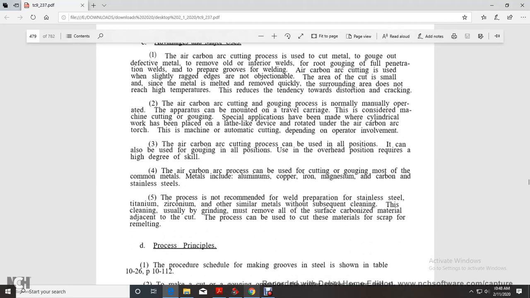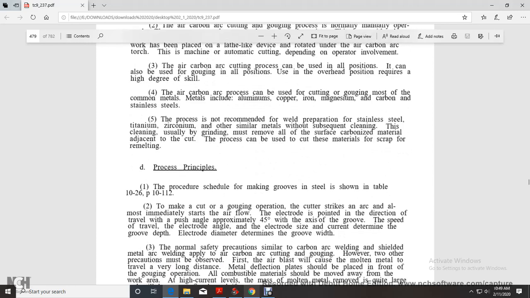The air carbon arc cutting and gouging process is normally manually operated, though the apparatus can be manual with mechanized travel, and machine cutting and gouging are also done. Special applications have been made with cylindrical work placed in a lathe-like device and rotated under the air carbon arc torch, which is automatic cutting. The process can be used in all positions, including gouging in all positions, though the overhead position requires a high degree of skill.